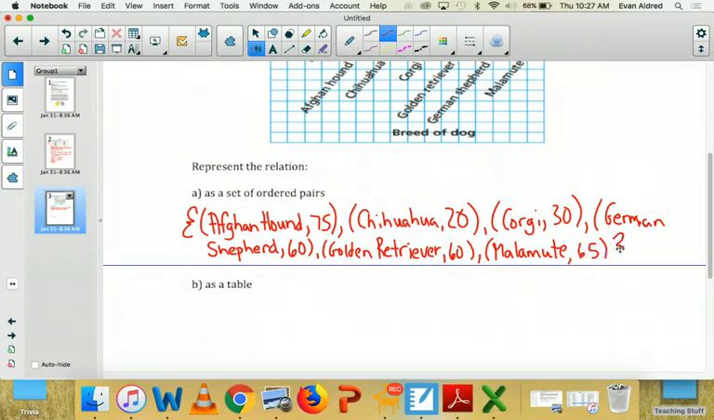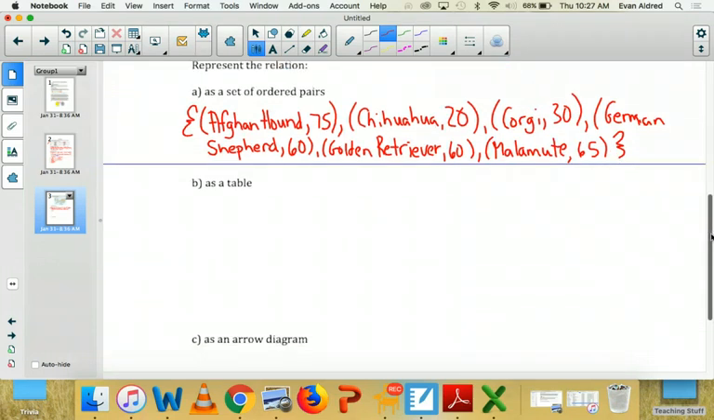And then once we've written all our ordered pairs, we close our curly brace, and we move on to the next part. The next part is a table. So when we start a table, we need to start with a heading. We need to have this as something that if somebody looked at your table, they would mostly be able to tell exactly what you're representing without any backstory. So if we represent our table as type of dog and mean height, with centimeters in brackets, then it's pretty self-explanatory as to what we're talking about.